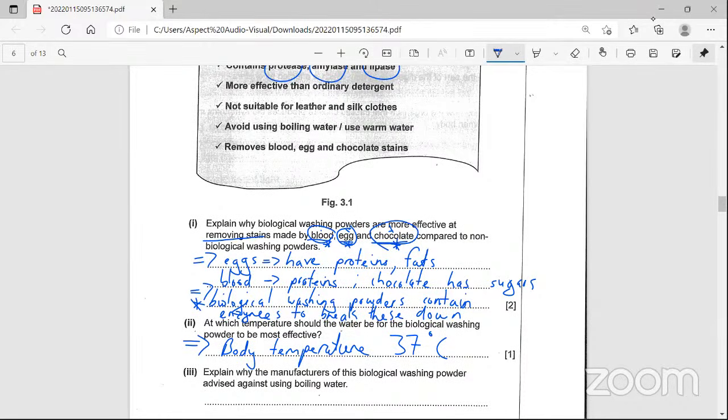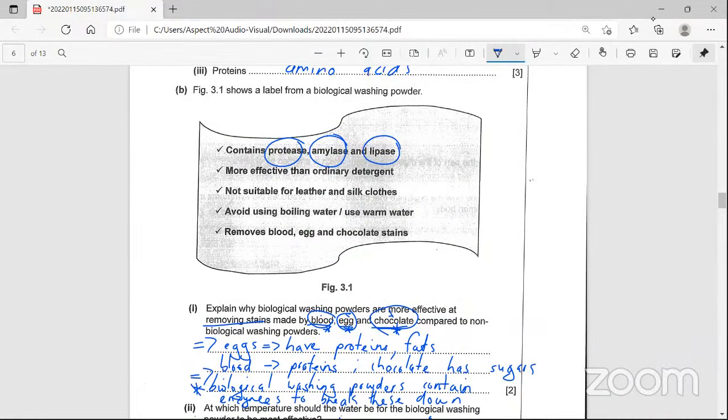Okay, let me explain. These reactions that take place when we're breaking down the proteins, when you digest, where is it happening? In our body, right? So that's why we use body temperature for the same type of enzymes, because they work best at those temperatures. Does that make sense? That is the optimum temperature.